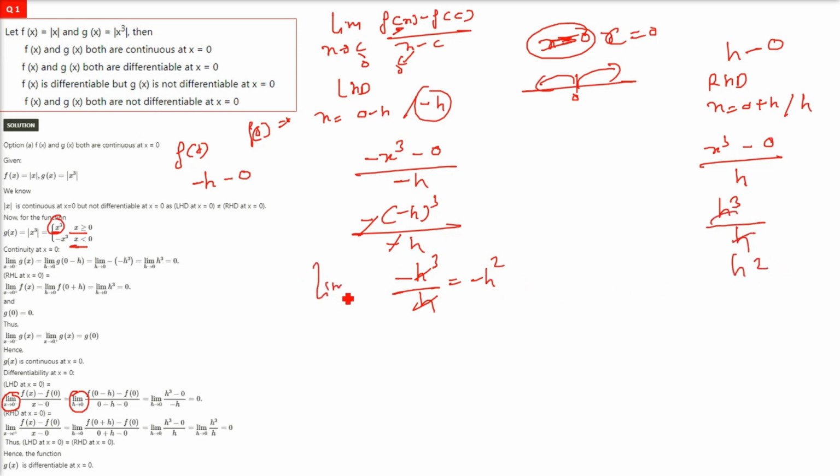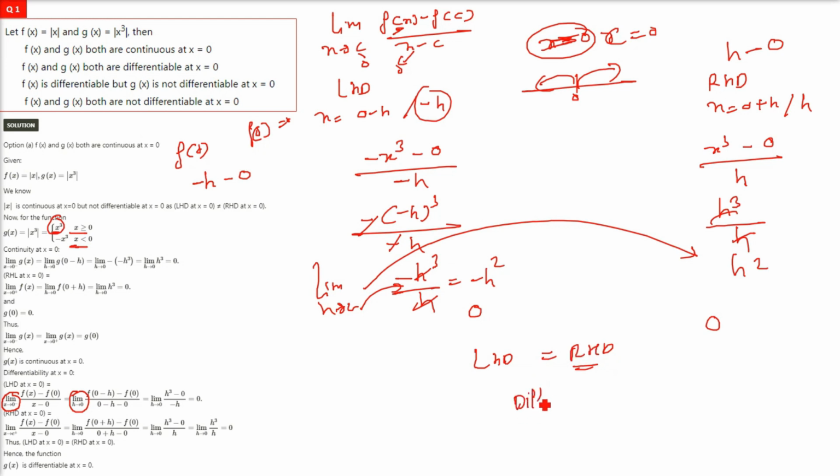And when you apply the limit h tends to 0, you are going to get 0 on both the sides. This is 0 and this is 0. Okay. So left hand derivative and right hand derivative, they are matching. So you can say the modulus of x cube is continuous also, differentiable also. Mod x is continuous but not differentiable. Accordingly, please choose the answer.